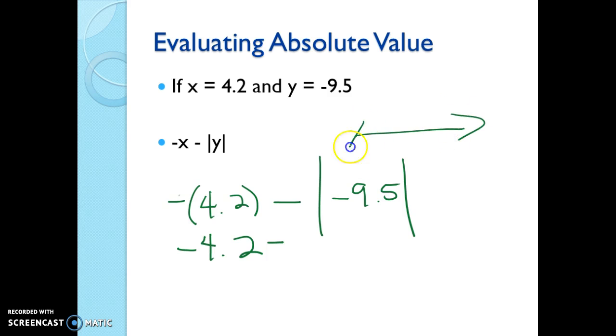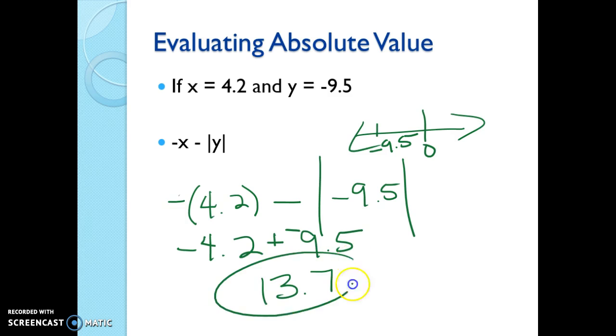-9.5, if we were to draw a number line here, -9.5 is how many units from 0? 9.5. So this becomes -4.2 minus 9.5. Subtraction is the same as adding the opposite. So what is -4.2 plus a -9.5? -13.7. Negative. Remember, the most common mistake is to leave those negatives behind somewhere.